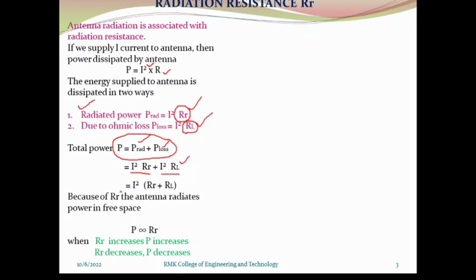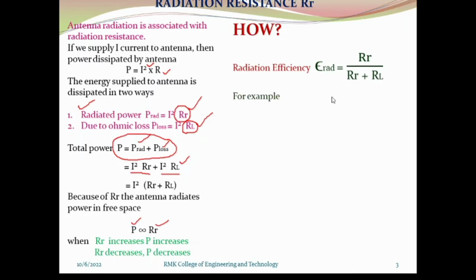Now because of this radiation resistance, the antenna radiates power in free space, where power is proportional to the radiation resistance. If RR increases, power will increase. If RR decreases, power will decrease. So let's discuss what the impact of this is. The radiation efficiency formula is RR by RR plus RL.